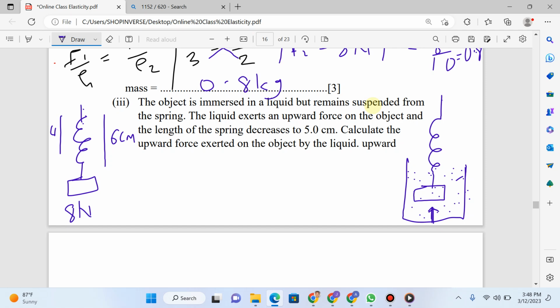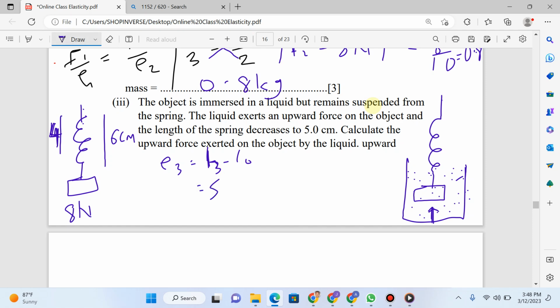Now, in a situation whereby the length of the spring becomes 5 cm, what will be the extension? Do not forget that the original length is 4 cm. So E3 is equal to what? E3 is L3 minus L naught. What's our L3? L3 is the new length, which is 5 centimeters.